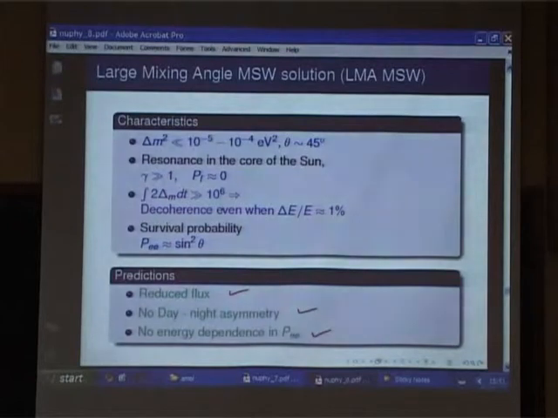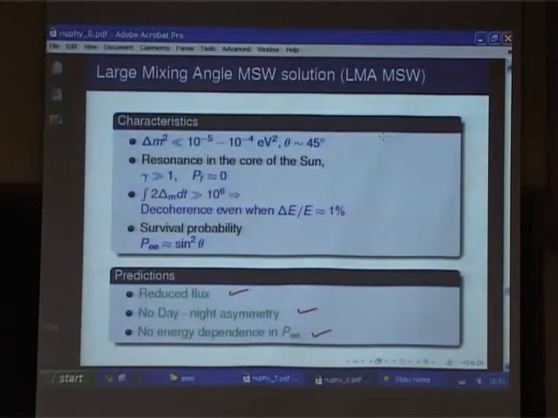And very important, no energy dependence in PE, it is just equal to sin square theta. And we saw that the spectrum that was measured at Kamiokande is consistent with a flat spectrum. So it satisfies all these three things. Therefore, this was a solution that survived after all the data that we got in the last period also.